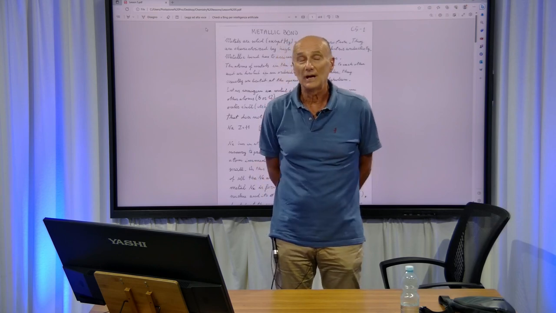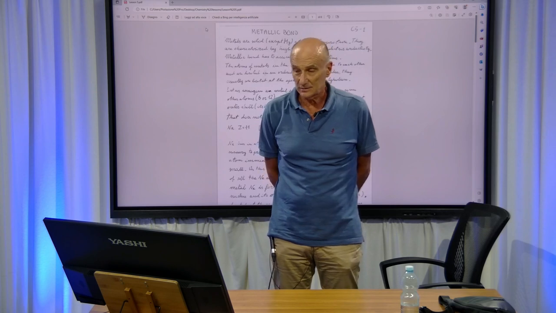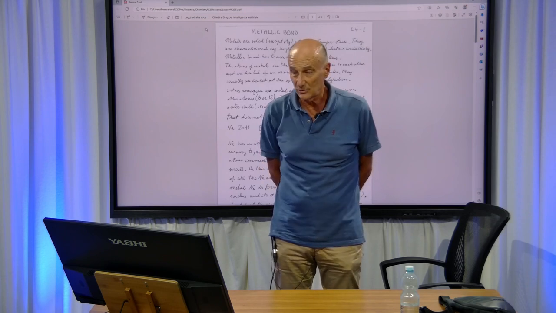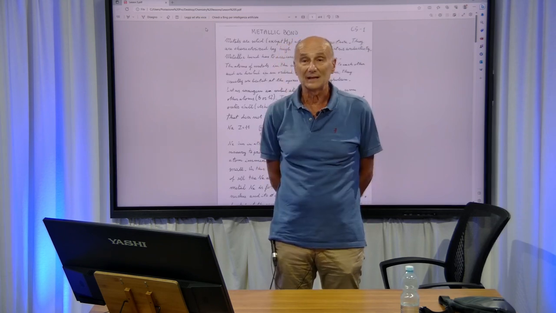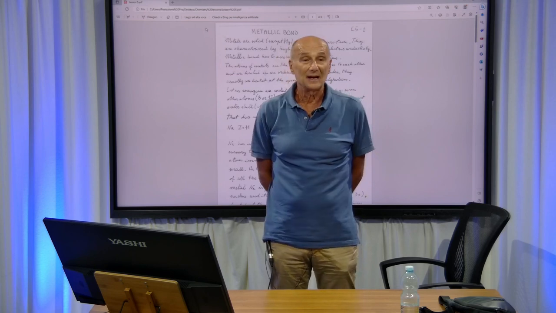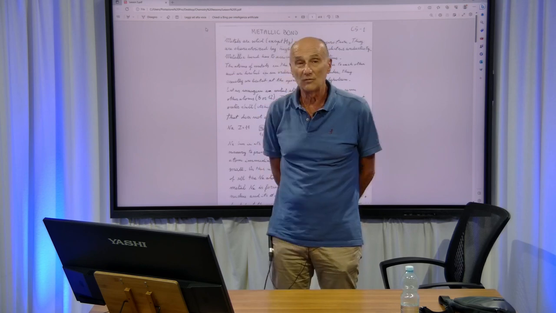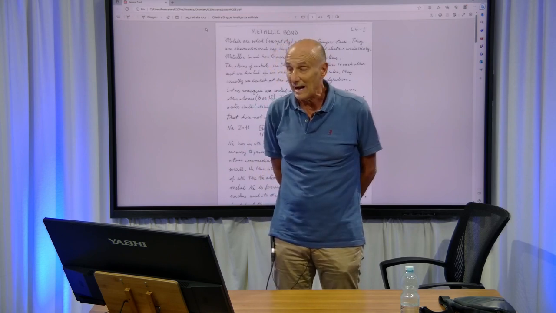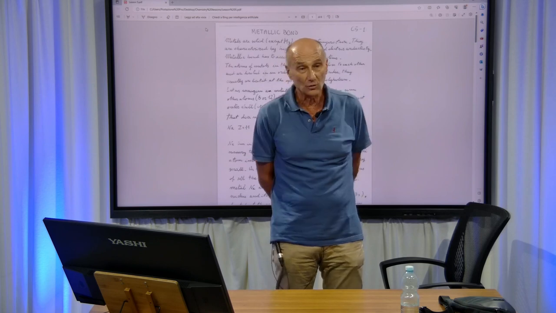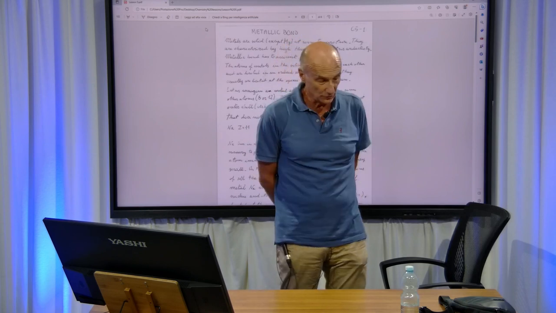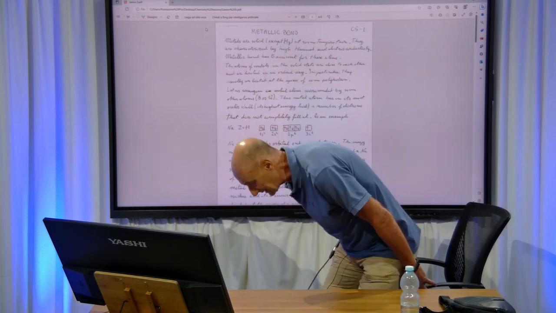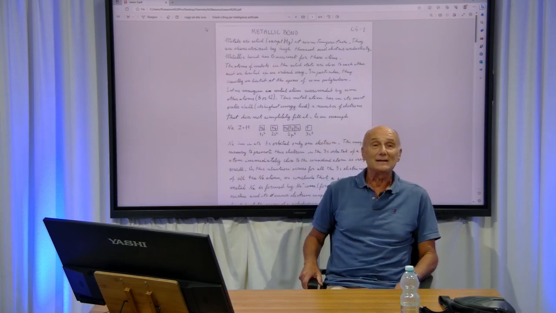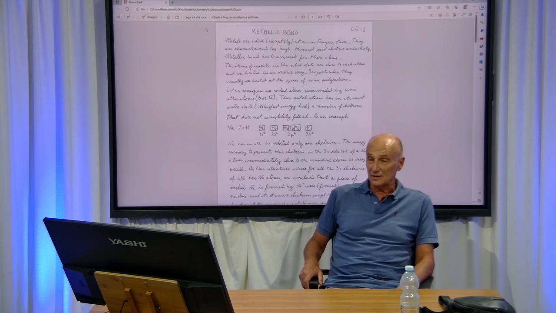Then, today, to complete the topic of the primary chemical bond, we have to talk about the metallic bond. Well, metals are solid, with the exception of mercury, at room temperature, and they are characterized by high thermal and high electrical conductivity. So the model of metallic bond must account for these two properties of metals. I repeat, high thermal and high electrical conductivity.